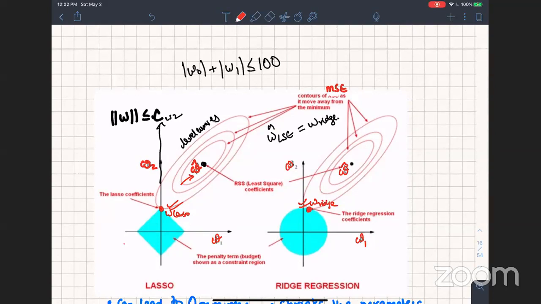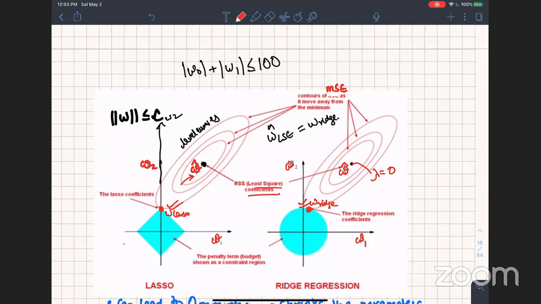Basically, this is the point of lambda equal to zero. Okay. Got it. Thanks. Because it will be only MSC then. That means the least square solution. This is the least square solution. Okay. Thanks.